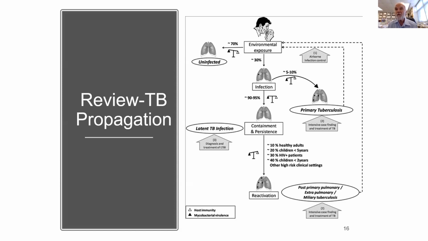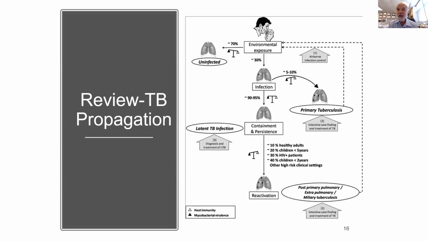And then you can see as we go down further, of the patients that go from latent TB to active TB, 10% occur in healthy adults, 20% occur in children less than 5 years of age, 30% occur in HIV-positive individuals, and 40% occur in children less than 2 years. So those young children and immunocompromised patients tend to be the two big populations that will go from latent TB to reactivation TB. And our patient, JW, fit that category. He had latent undiagnosed TB and then went on to develop reactivation TB.